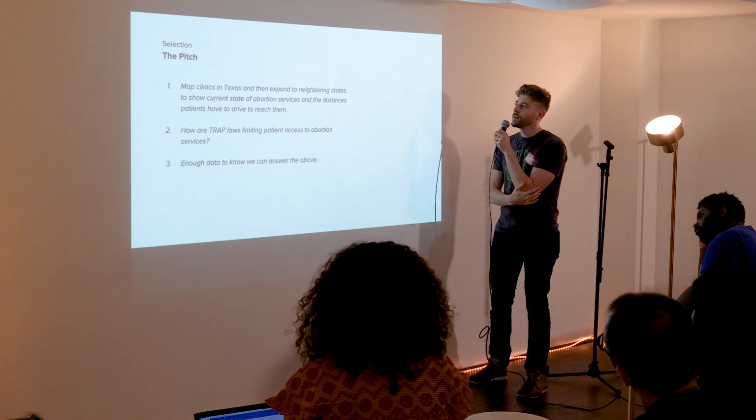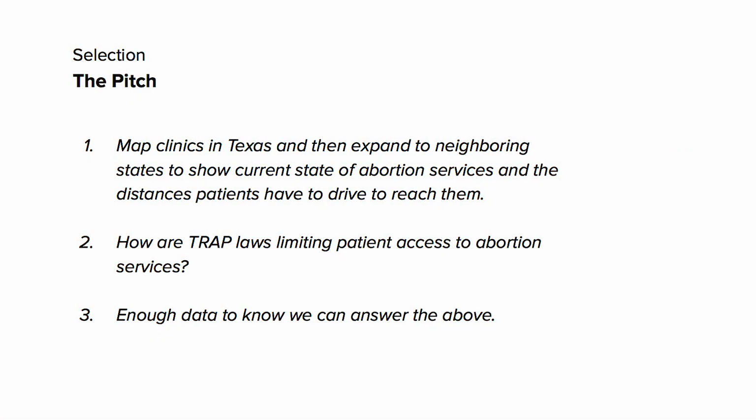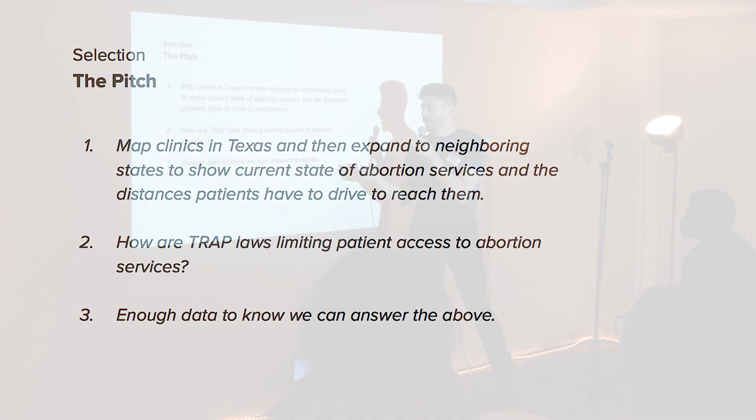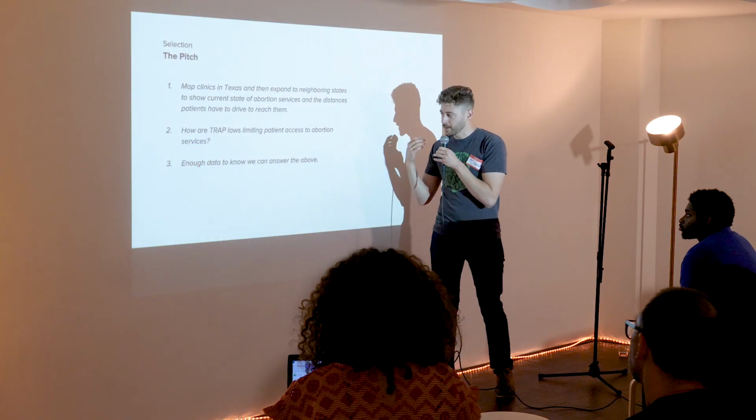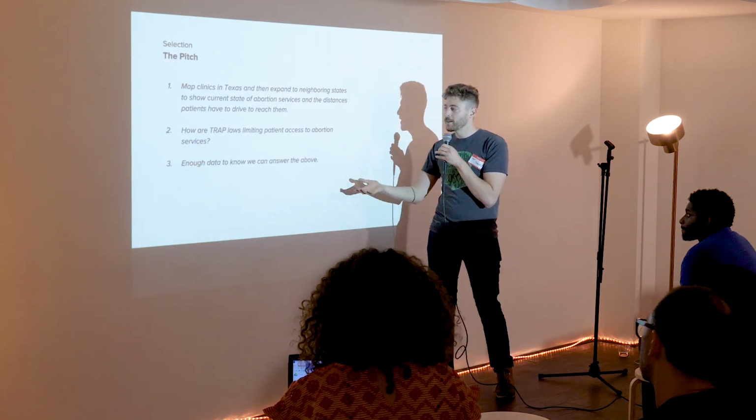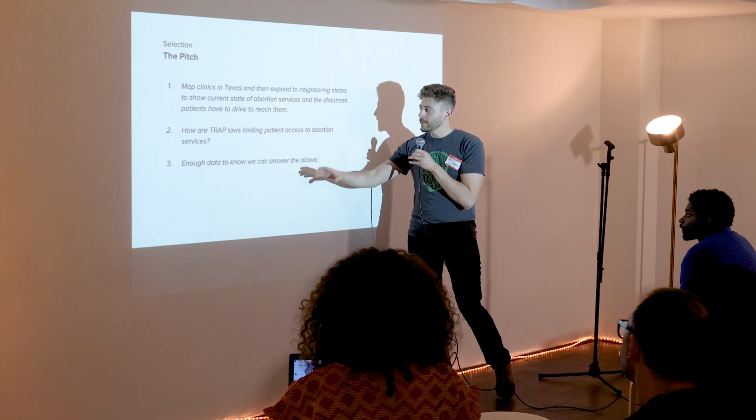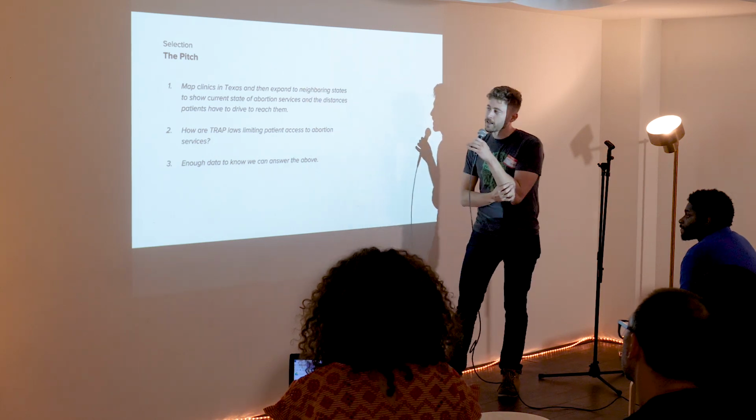Next slide. So in this case for the pitch, the first one was the angle. Map clinics in Texas. We're basically going to map all the clinics in Texas and expand into neighboring states and understand the distance that patients would have to drive to reach them. And then the headline that we're trying to go for is: how are TRAP laws limiting patient access to services? And thirdly, we felt that after getting the data for Texas and the neighboring states, we had enough data that we could pretty easily answer all of these questions in the angle that we had set up.